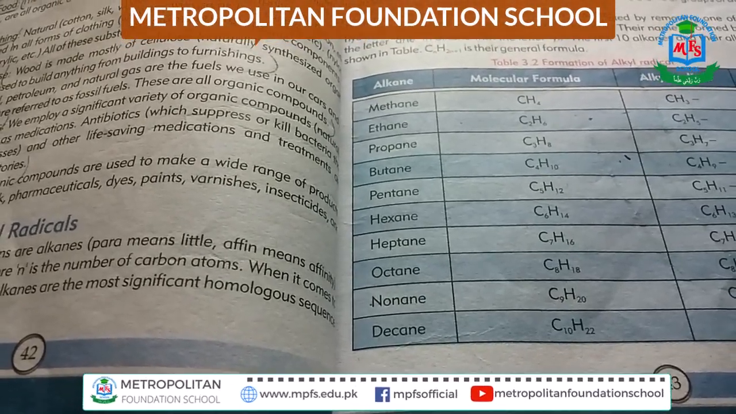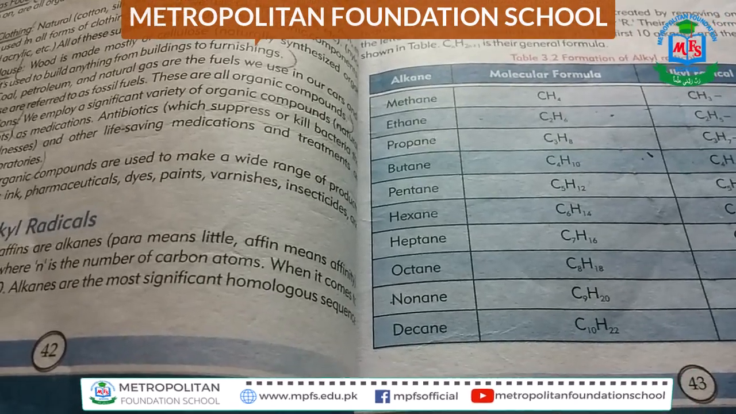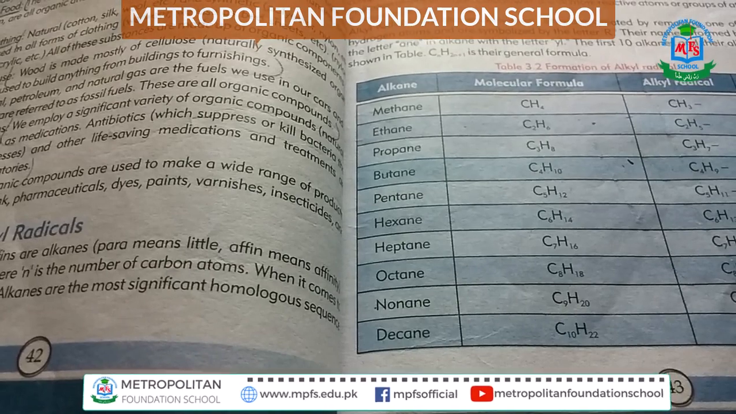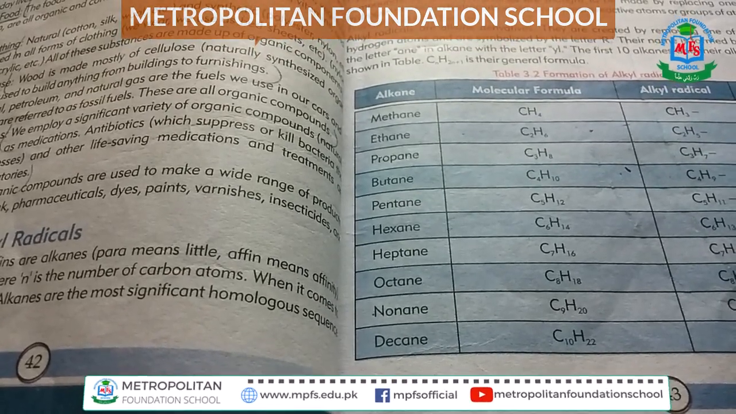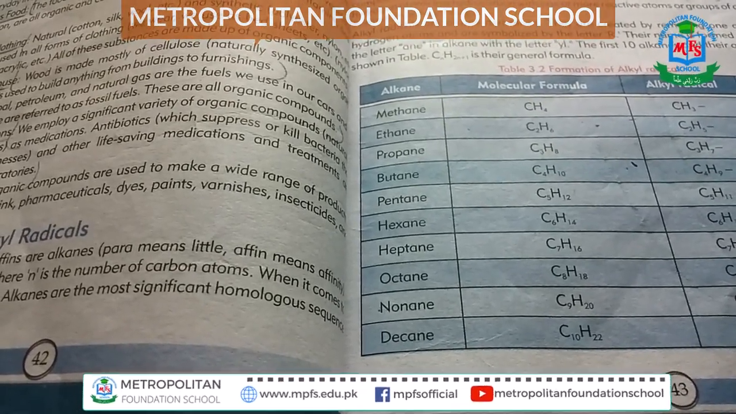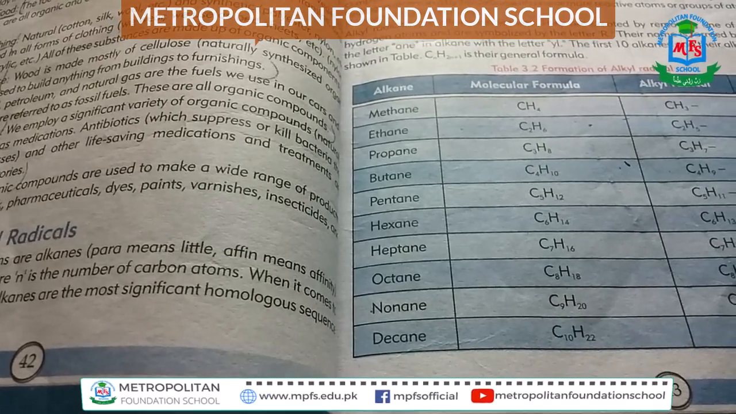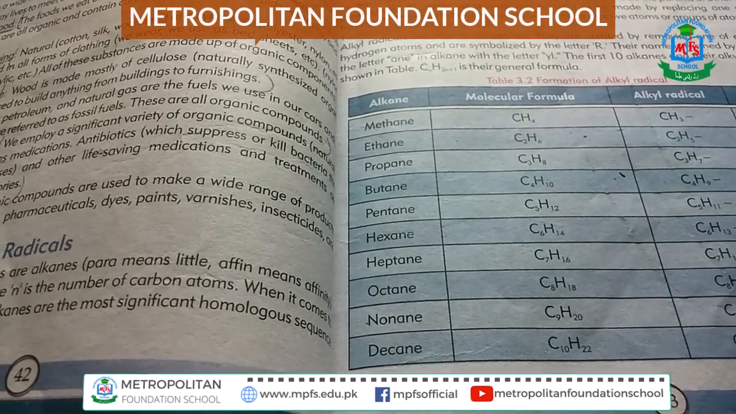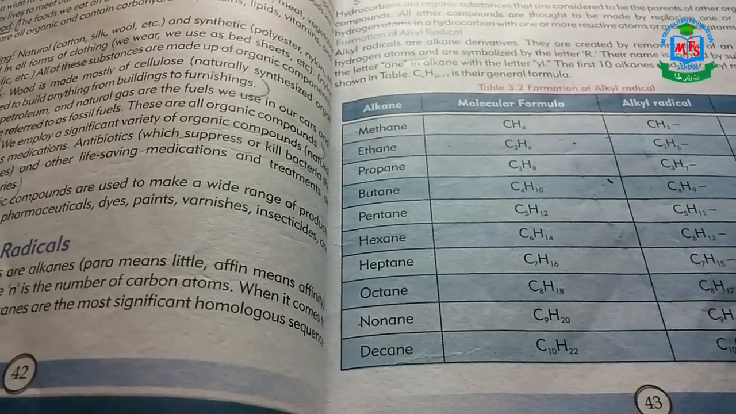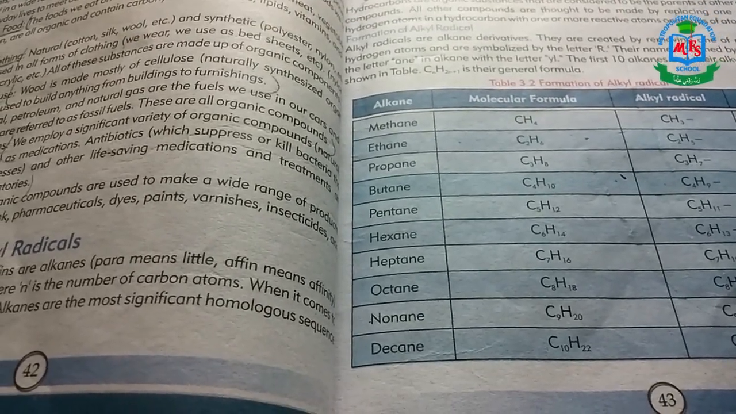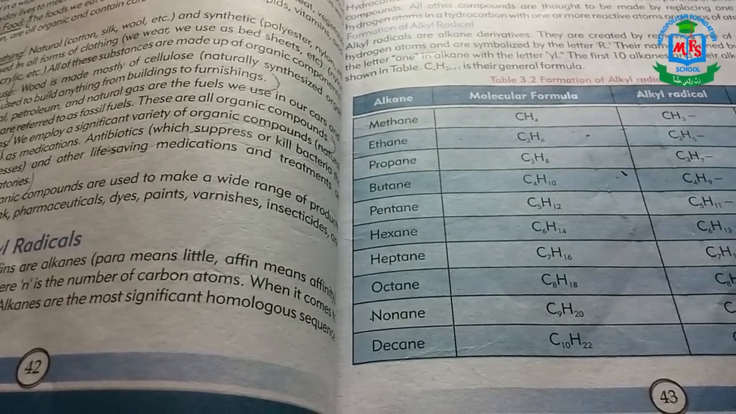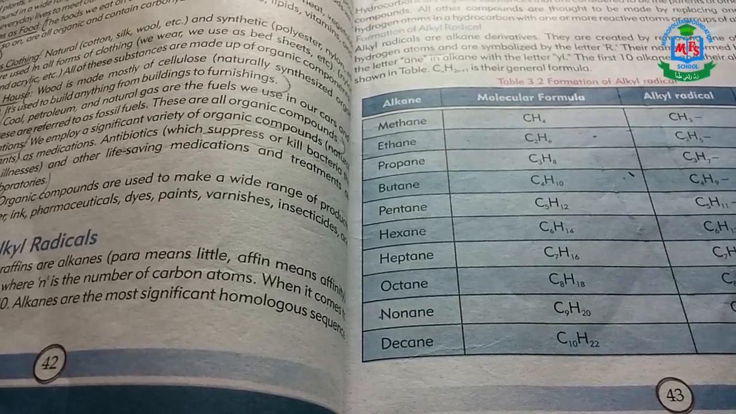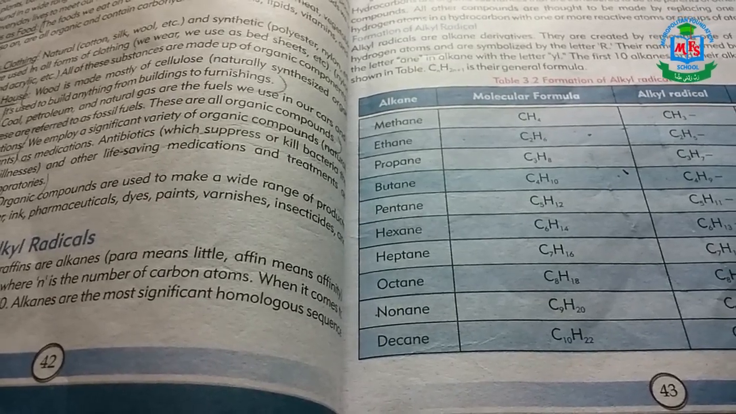The third member is propane. The molecular formula of propane is C3H8. After propane, next member is butane. The molecular formula of butane is C4H10. Next member of alkane is pentane. Molecular formula of pentane is C5H12.